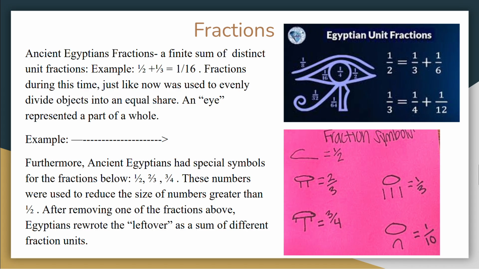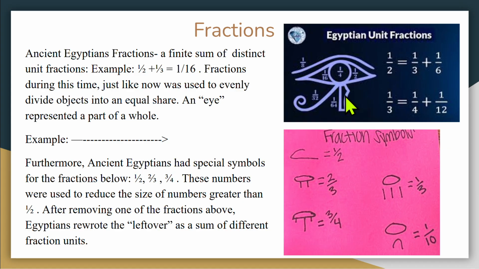Fractions. Ancient Egyptians' fractions. So, in their terms, this meant a finite sum of distinct unit fractions. Fractions during this time, just like now, were used to evenly divide objects into an equal share. An eye represented a part of a whole. Furthermore, Egyptians had special symbols for fractions. And just like how we use a circle to represent a part of a whole, Egyptians used an eye.